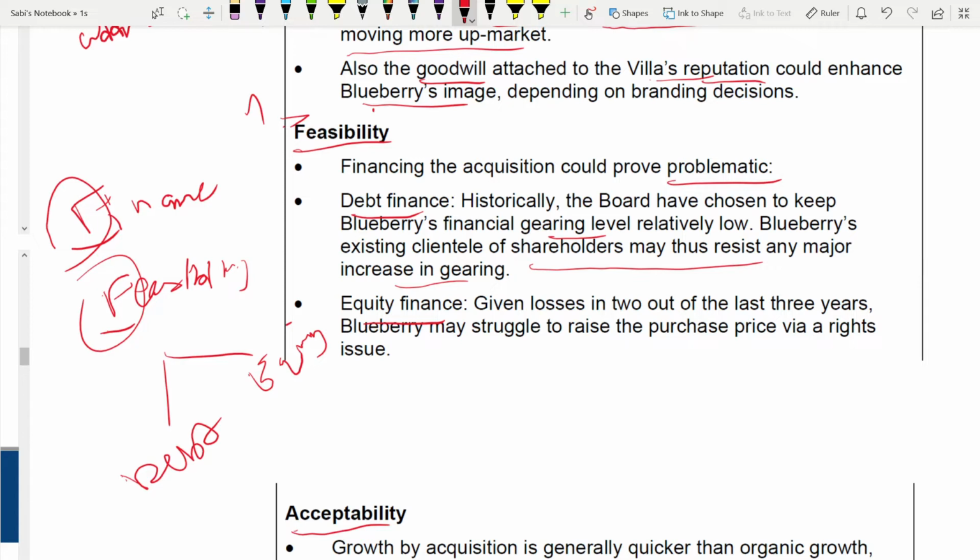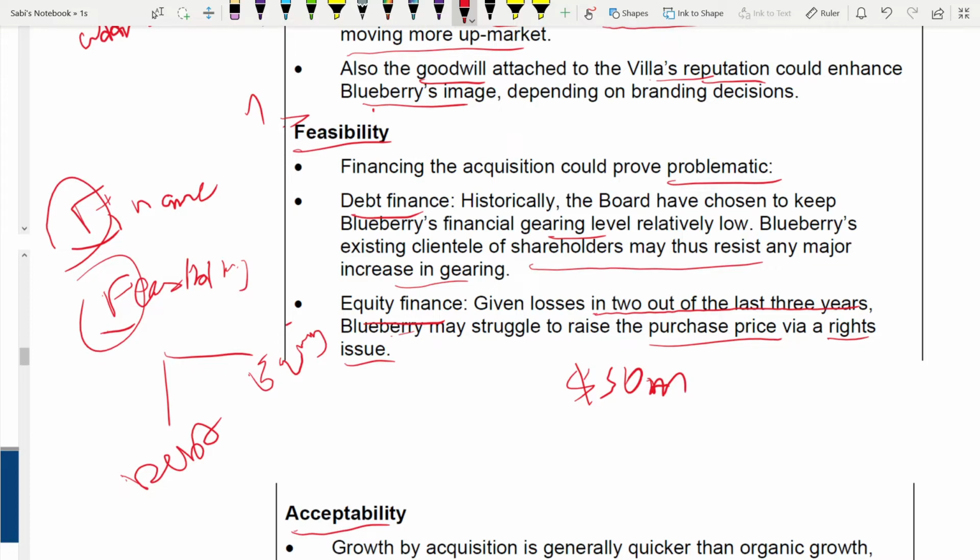Then equity finance. So given the losses in 2 out of the last 3 years, you see how you're linking losses with equity finance. Losses have been there 2 out of the last 3 years. Blueberry may struggle to raise the purchase price via a rights issue. Struggle to raise the purchase price means, what is the purchase price? $50 million. Even if you give rights issues for equity finance, you will not be able to raise this much finance, 50 million. You will struggle with the losses that have been given.